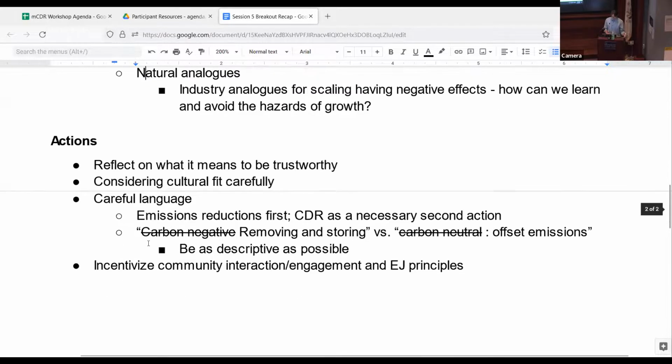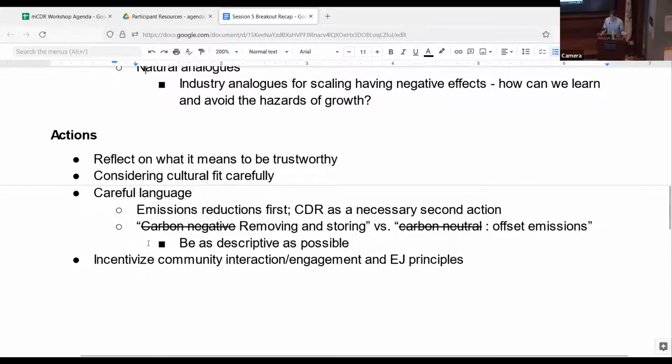Moving on to actions, a couple of things. We talked about how important it is to be trustworthy with all the parties involved: the local communities, the buyers and the sellers. Careful language was also pretty important. Jamie brought up a story about Horizon Milk, which says carbon positive on the front, and how misleading that could be. What does that even mean?